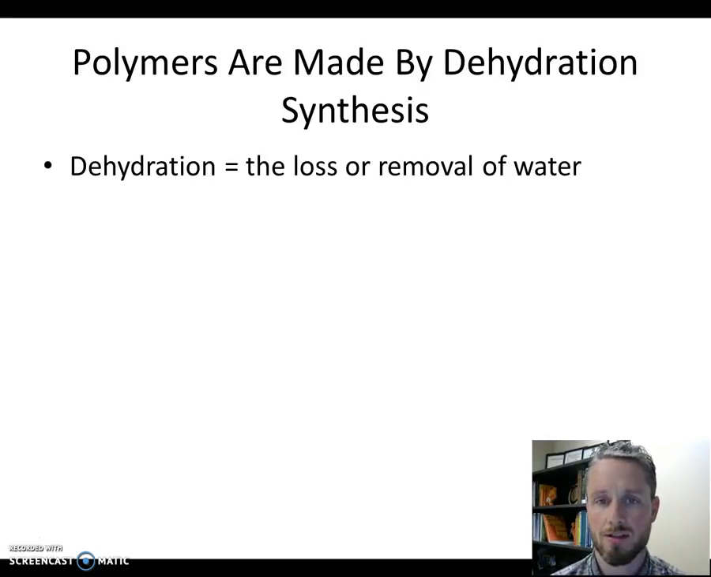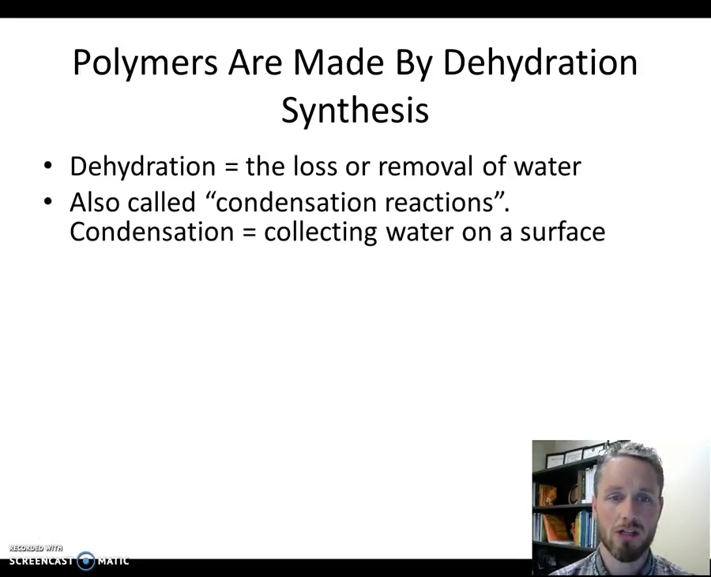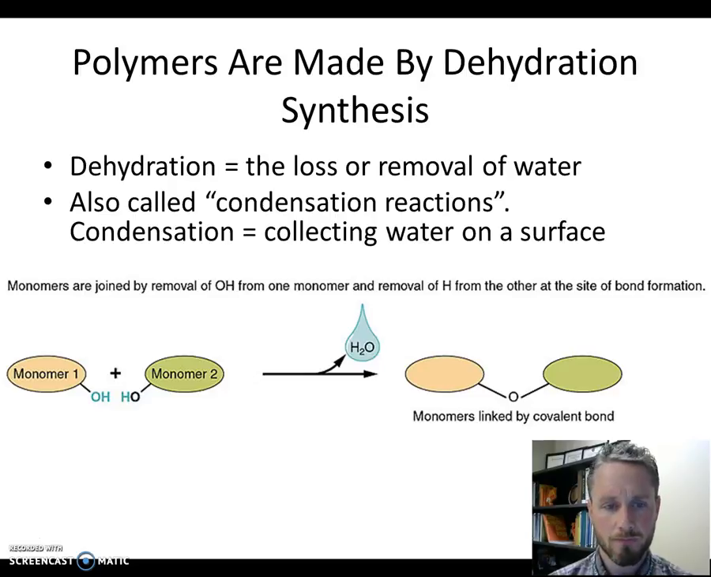So I'll show you a picture in just a second. Sometimes, instead of calling these reactions dehydration synthesis, scientists will also use the terminology condensation reaction. Same thing, condensation relates to water, right? Condensation is when water collects on the surface of an object, right? We get droplets of water. So during condensation reactions, we're going to collect some water. We're going to dehydrate one thing and collect some water. So let me show you a picture of what I'm talking about.